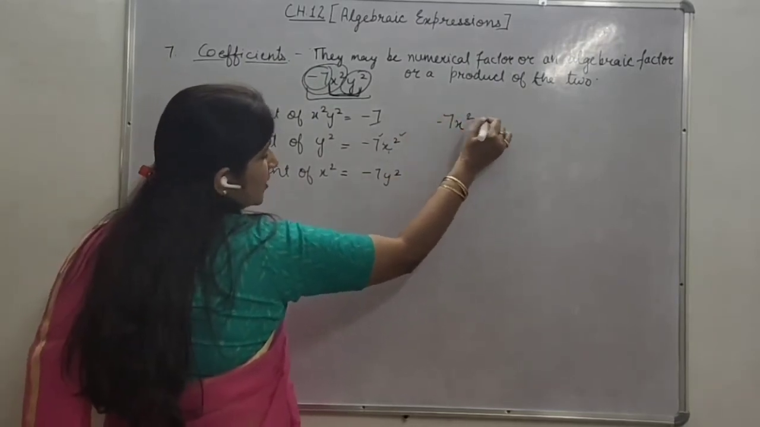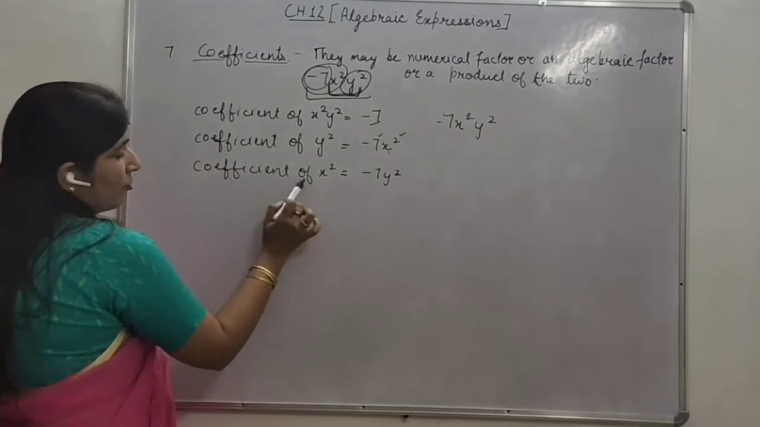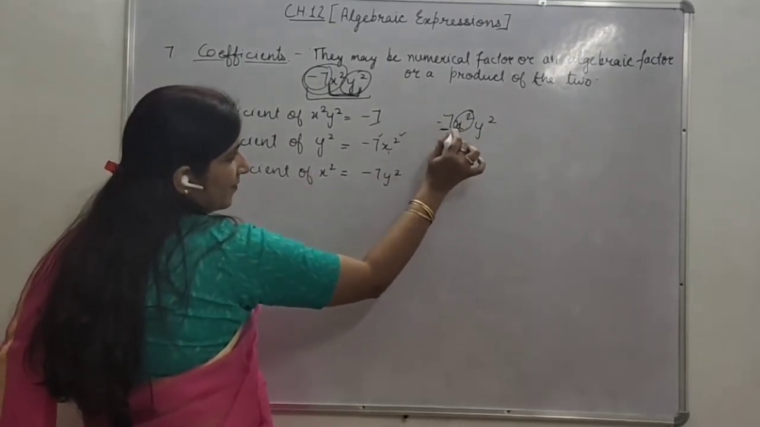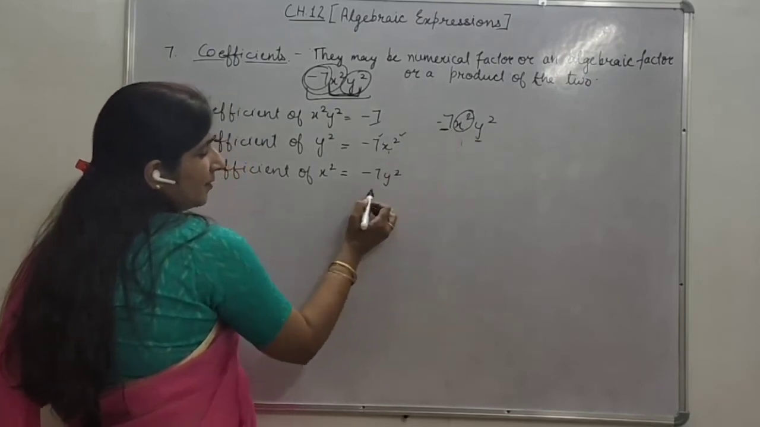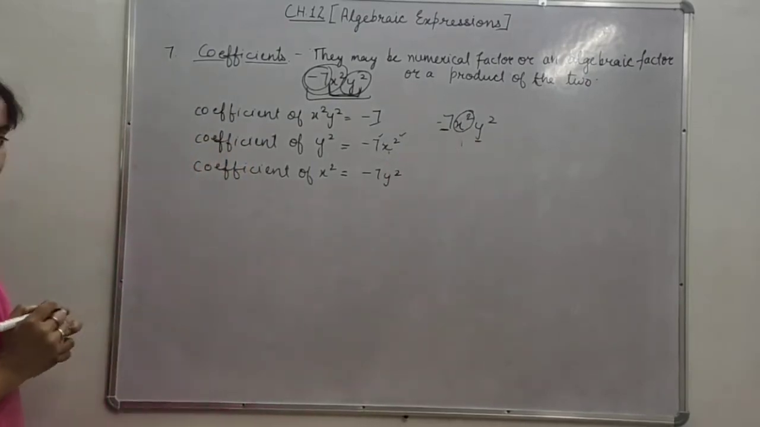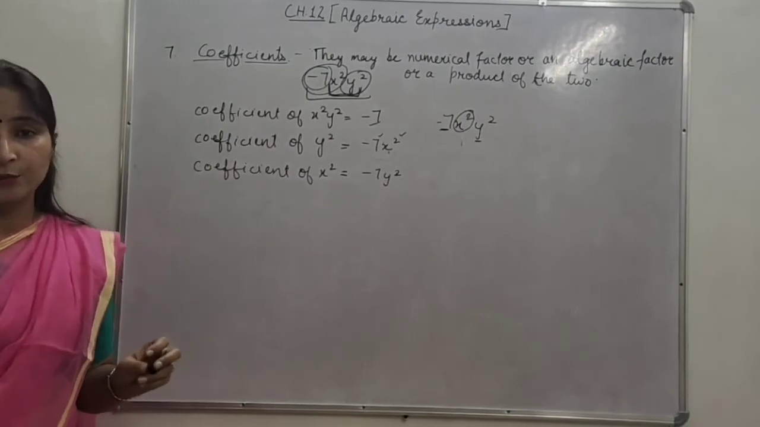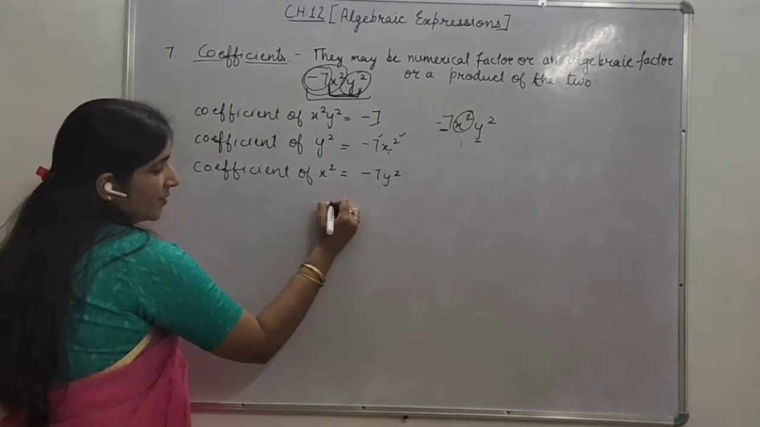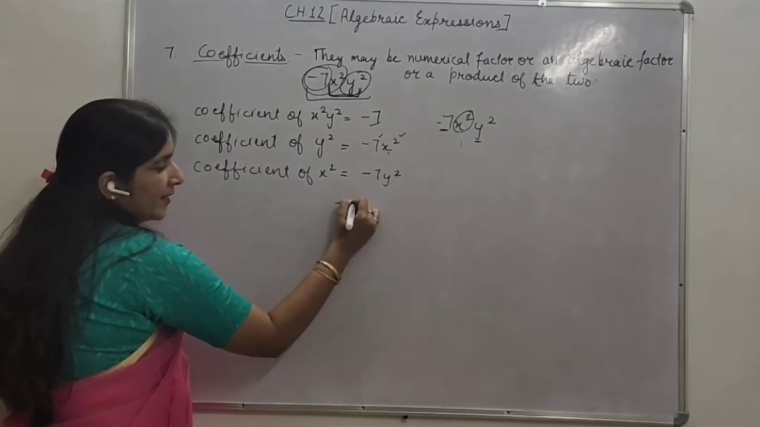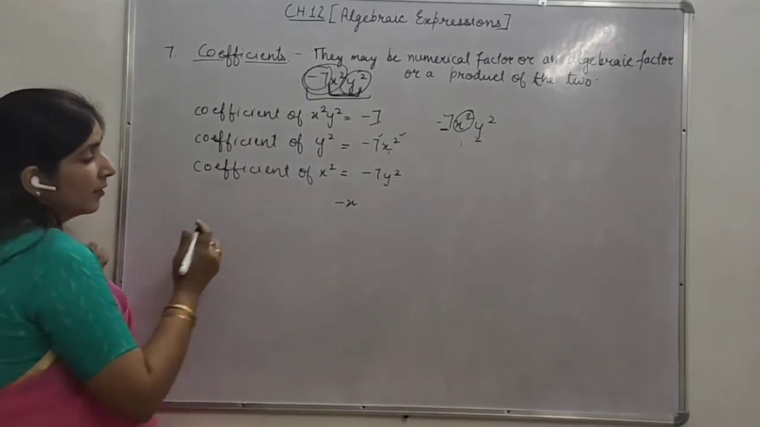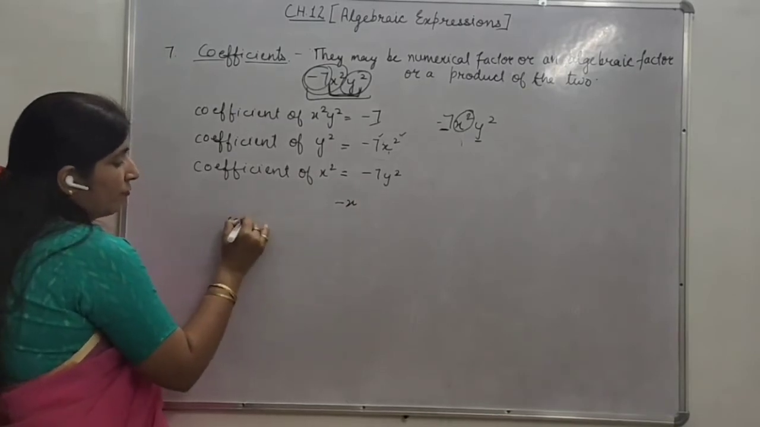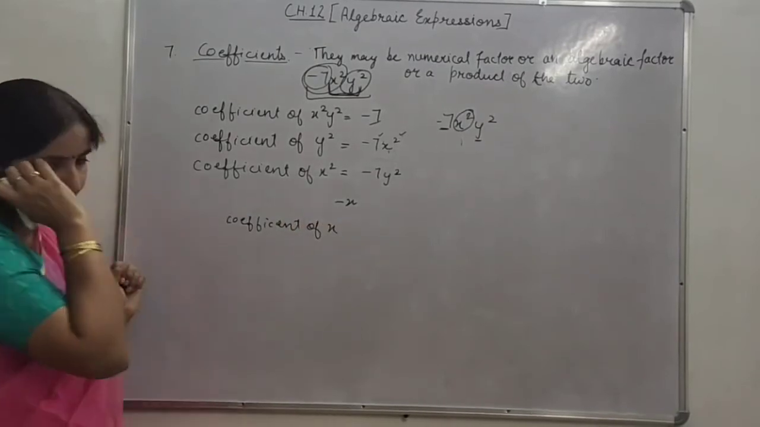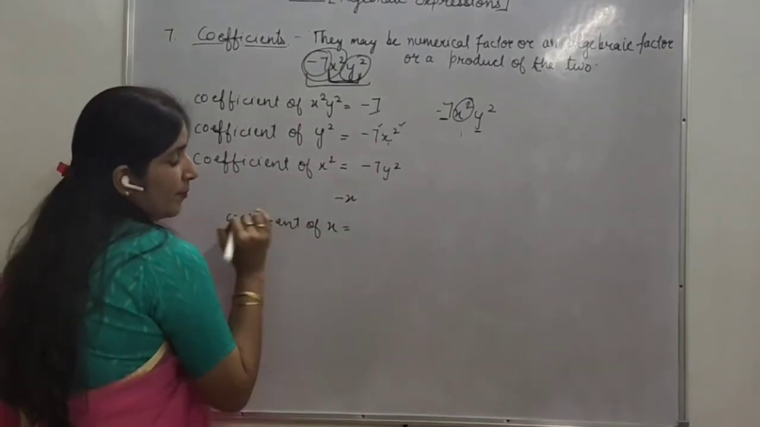This was the term and we need to tell the coefficient of x square. So we need to leave this, and whatever is left in this term is the coefficient, that is minus 7y square. One more example I want to tell you, because sometimes students are confused in this. Suppose the term given is minus x, and the question asked was what is the coefficient of x here? Coefficient of x. Then the coefficient of x will be minus 1.